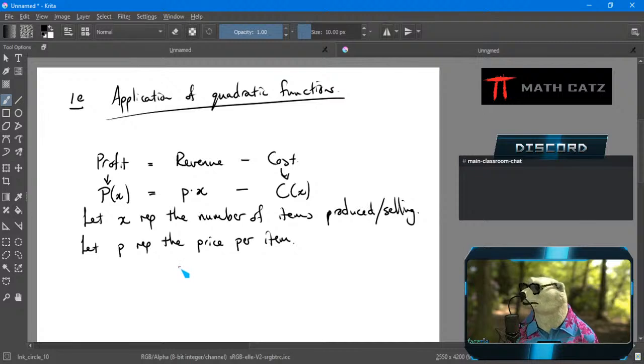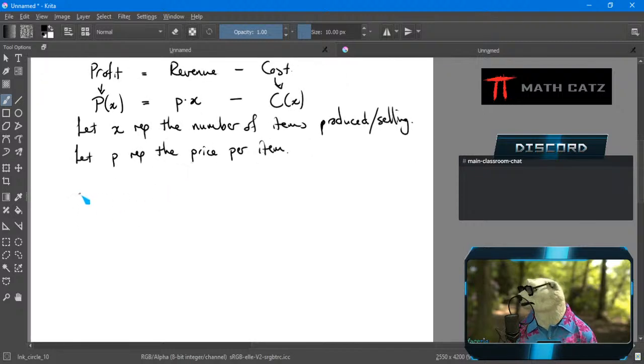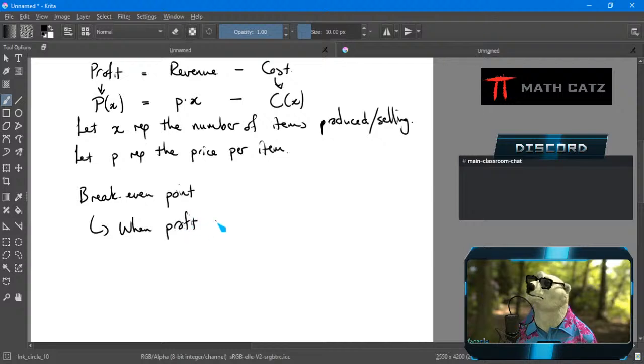Let's write that down first. Break-even point. And I use the word point loosely. That is going to be essentially when my profit, which we call big P, is 0.